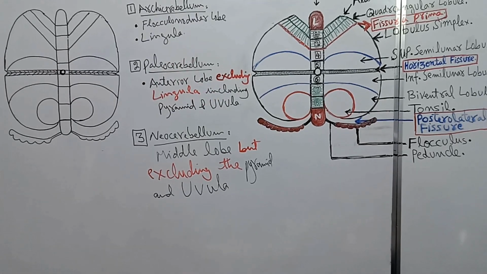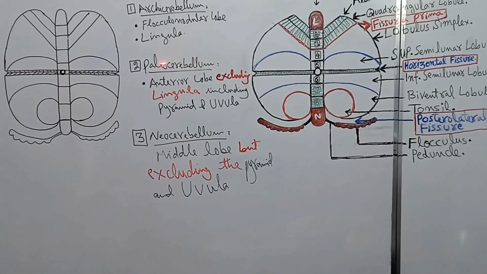So embryologically, we divide the cerebellum into three lobes, named archicerebellum, paleocerebellum, and neocerebellum. Archicerebellum comprises the flocculonodular lobe plus only the lingula of the vermis. The red colored lobules, nodule, peduncle, flocculus, that is the flocculonodular lobe plus the lingula of the vermis, constitute the archicerebellum.